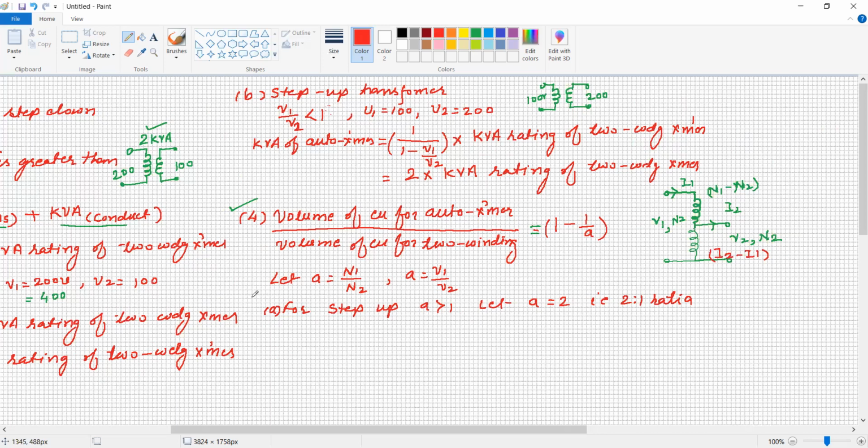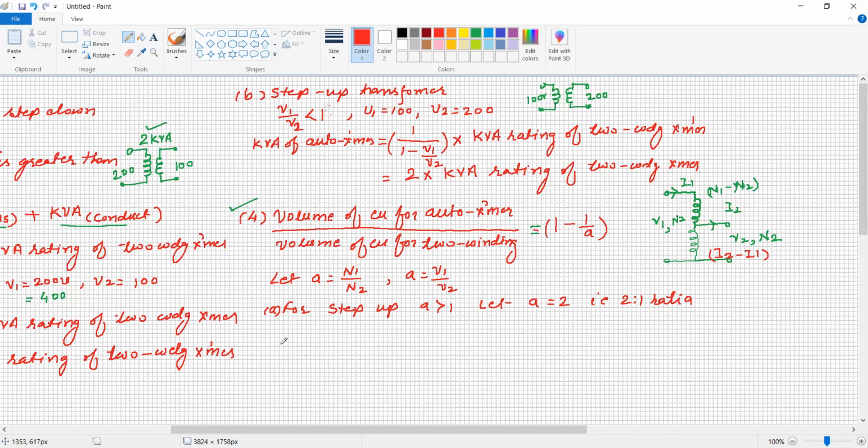Okay. Next, what is the relation? Volume of copper for auto transformer divided by volume of copper for 2 winding transformer is equal to 1 minus 1 upon A. So what is A? A is the turns ratio, N1 upon N2 or A1 upon A2. For example, it is a step up transformer where A is greater than 1. Let A is equal to 2, that is 2:1 ratio. Now when it is a 2:1 ratio, what is the value? So it is 1 minus 1 upon 2. So it is 0.5.